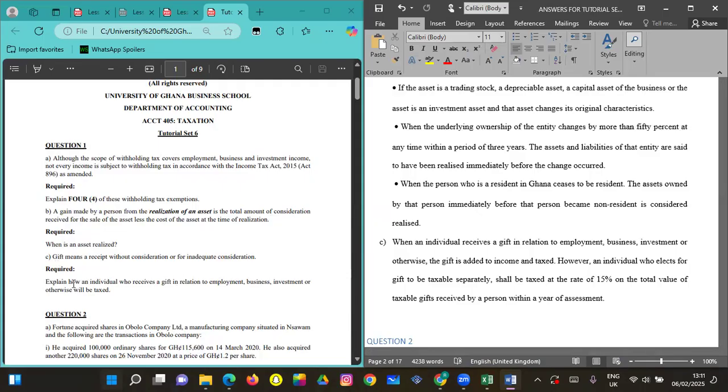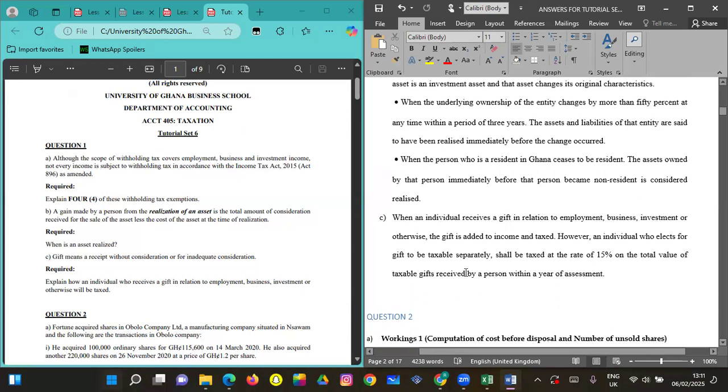C, gift means a receipt without consideration or for inadequate consideration. Explain how an individual who receives a gift in relation to employment, business, or otherwise will be taxed. So remember that I said in my videos, whenever you receive a gift, either you can tax it separately at 15%, or you can include it in your employment income, business income, or investment income, and then use the graduated tax schedule.